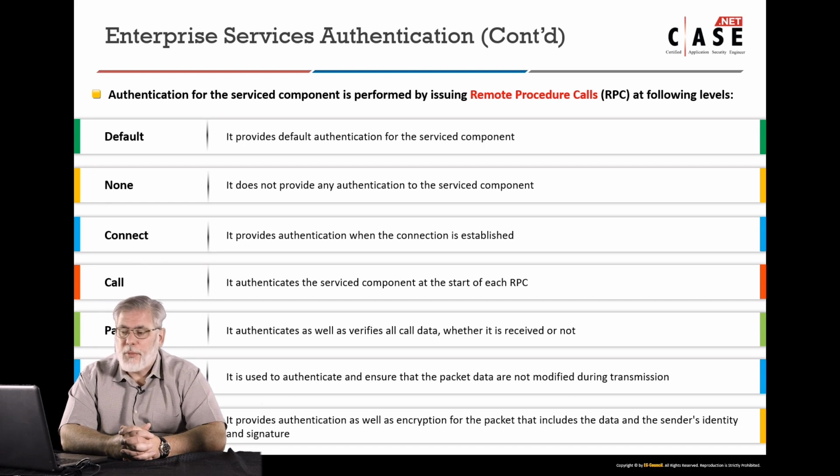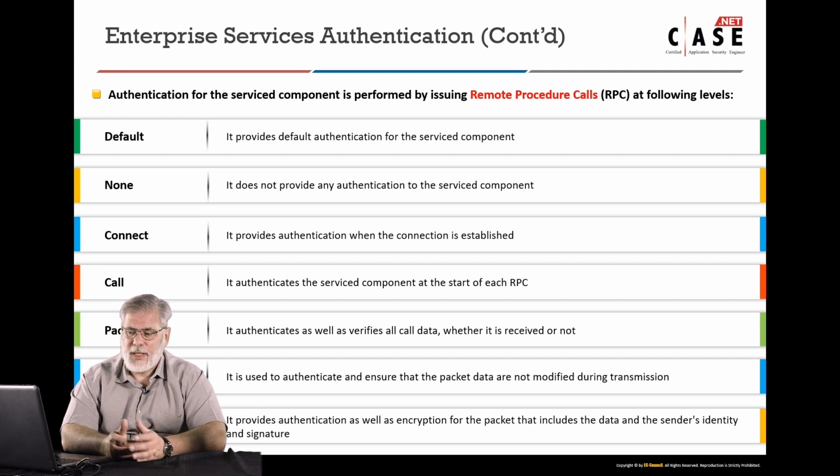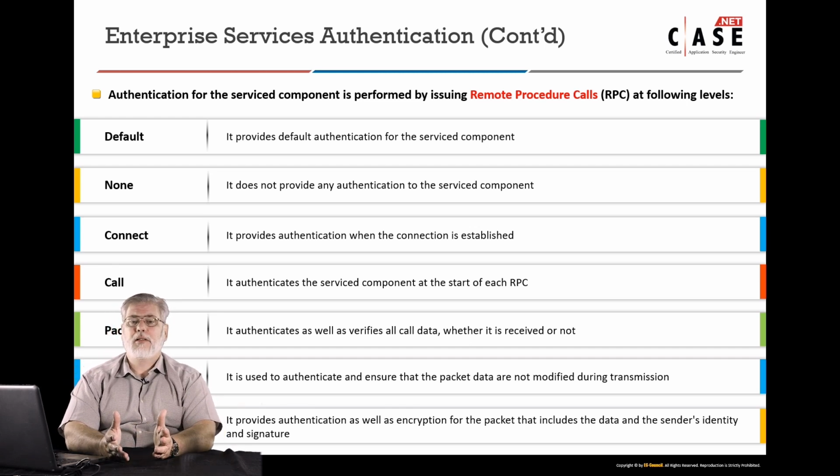So if you're going to use enterprise services authentication, these remote procedure calls will authenticate at these chosen levels. Default, that's pretty obvious. None, no authentication, not recommended. Connect, as soon as a connection is established, the client must be authenticated. Call, if you're going to make a remote procedure call, we authenticate again. Now, think about the difference between these two. Connect, I have connected, and now I'm authenticated.